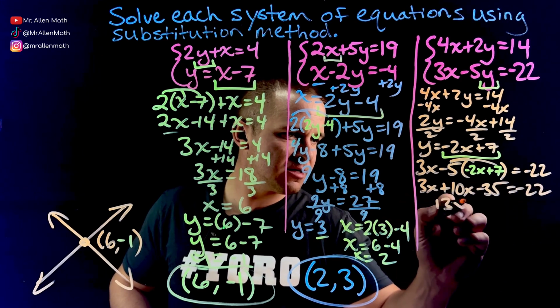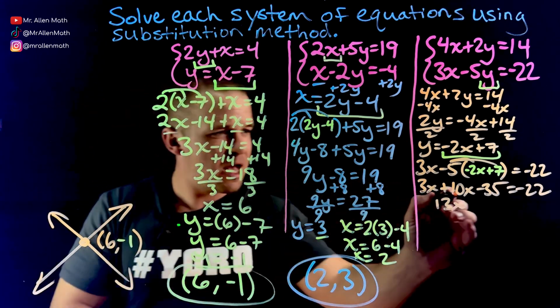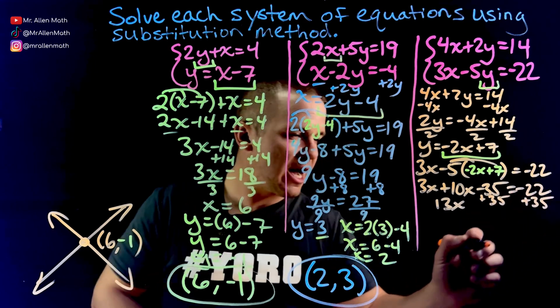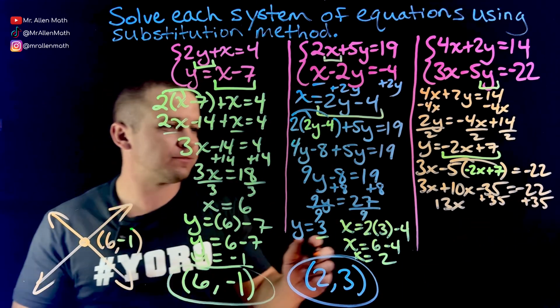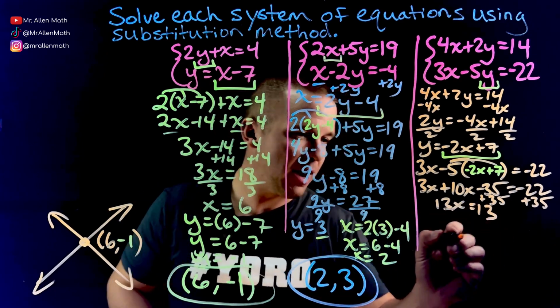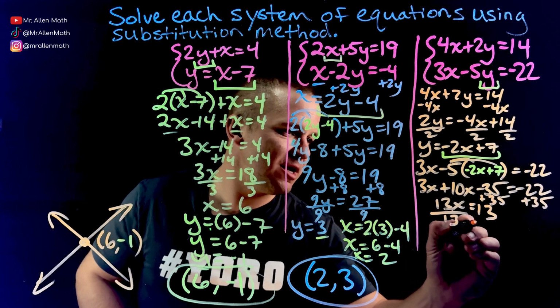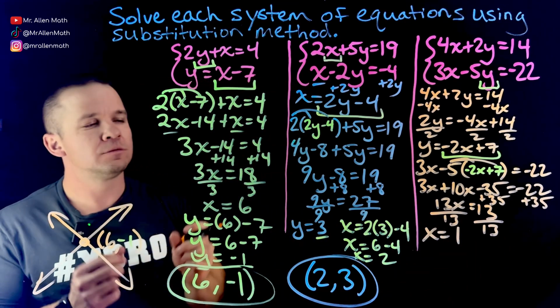That's 13x. I'm going to save a little space here, guys. 13x. I can add this 35 to both sides, right? Negative 22 plus 35, that's 13. Well, that works out very well. It's almost like I planned it. Divide by 13. I get x equals 1.